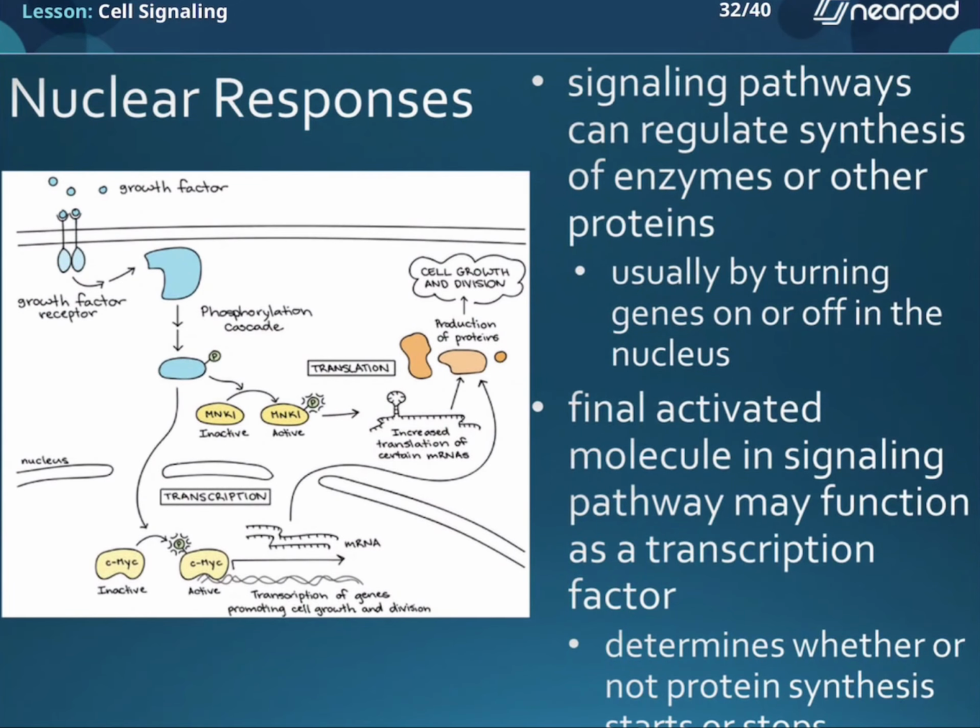Nuclear responses. In these, the signaling pathways can regulate synthesis of enzymes or other proteins, usually by turning genes on or off in the nucleus. So the final activated molecule in the signaling pathway may function as a transcription factor. A transcription factor is one that determines whether or not protein synthesis starts or stops. Remember, transcription is the first step of protein synthesis, right? So when we say something's a transcription factor, it's going to regulate which proteins are created or not created.